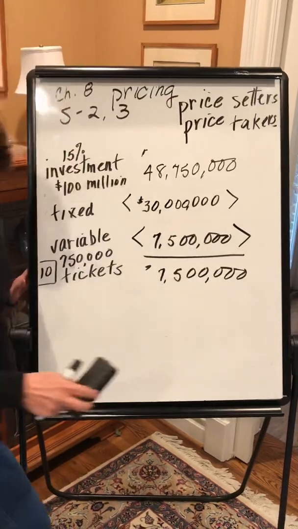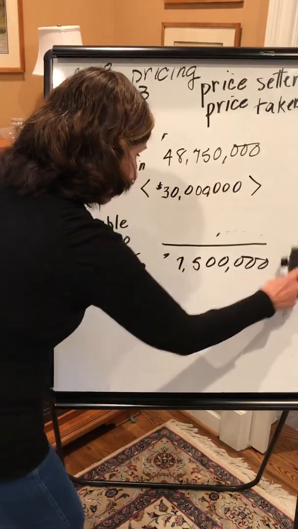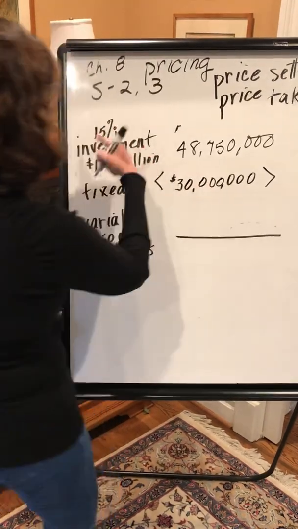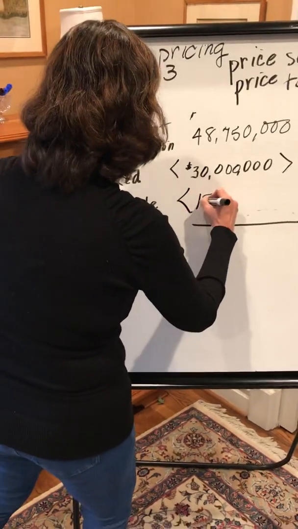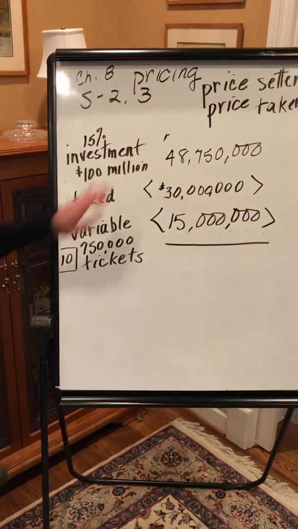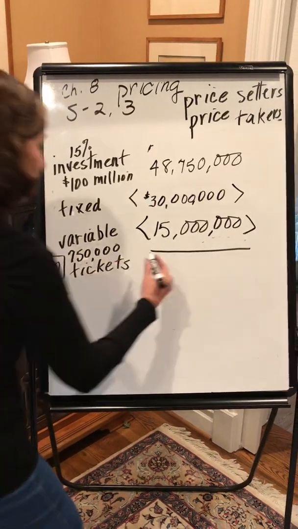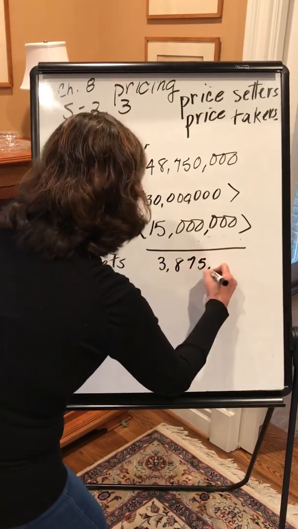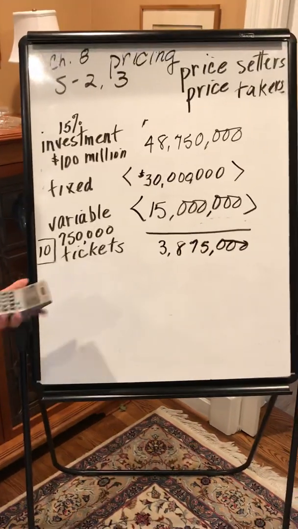The question is going to be, what will the variable costs be? So I'm going to take this out and put back in how much our friends, the investors, are getting, which is back to $15 million. Okay, so 48 million less 30 minus 15, that's 45. That's going to give us $3,875,000 available for variable costs.